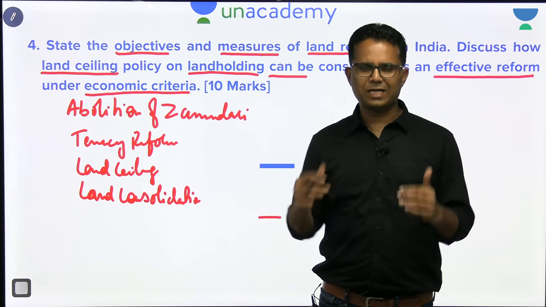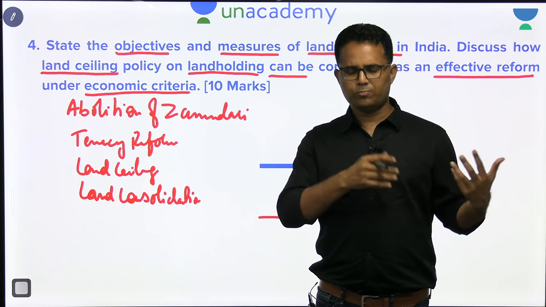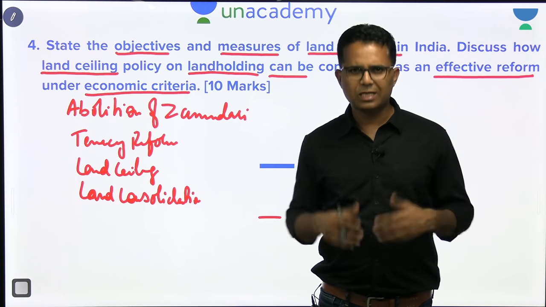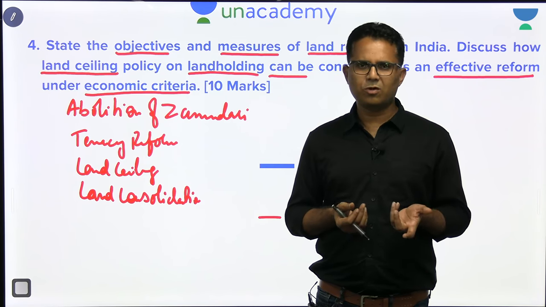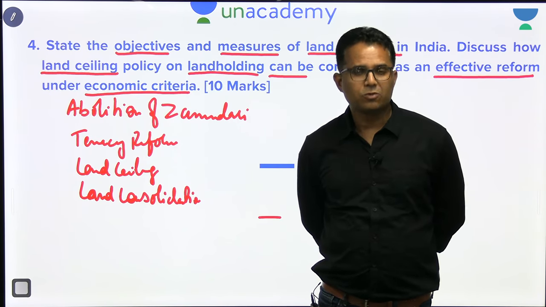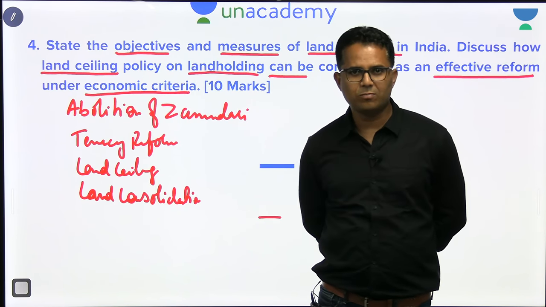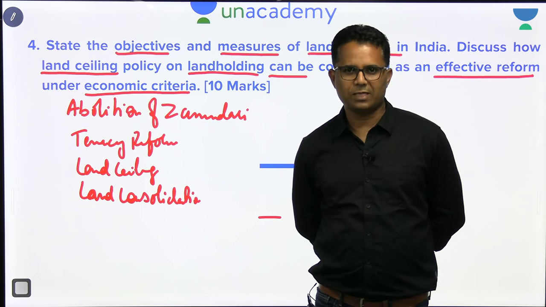If we are putting a land ceiling, the land will move from the rich, those having more acres of land, to the landless people. So under social reform, it's very simple to explain. Under economic reform, this is asking how it can be considered an effective reform under economic criteria.